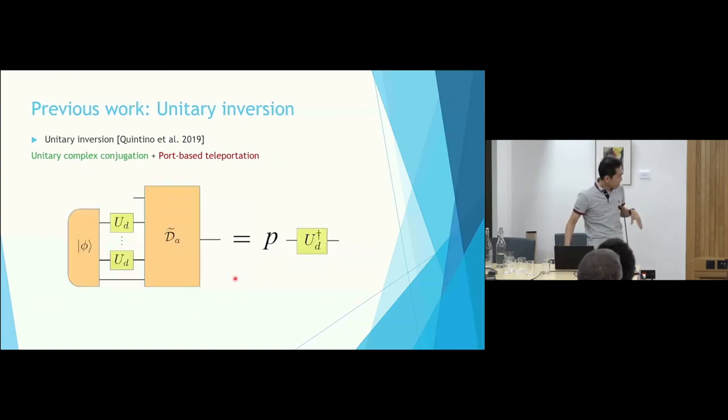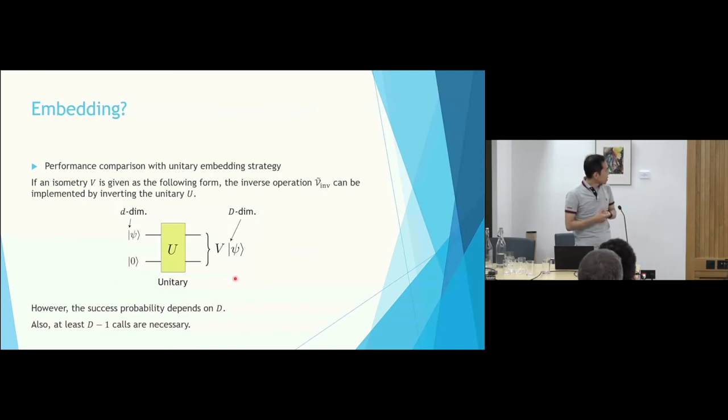Yeah, so this is again the same thing, but if you know how to do this inversion for unitary, then why can't you just apply that for the isometry? Because after all, an isometry is done by this big unitary. But then again, if you do that, the number of calls that you at least need is capital D minus one, because this constraint comes from the fact that you're using a complex conjugation of unitary. Again, we want to get rid of the dependence on the capital D, but we can't do that if you view isometry as an embedded unitary.